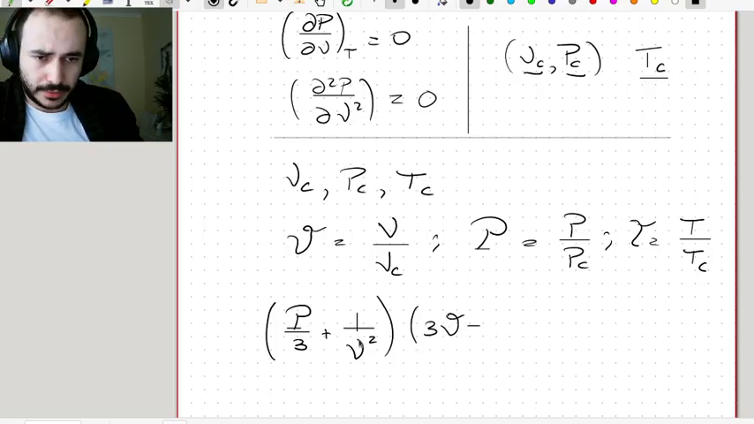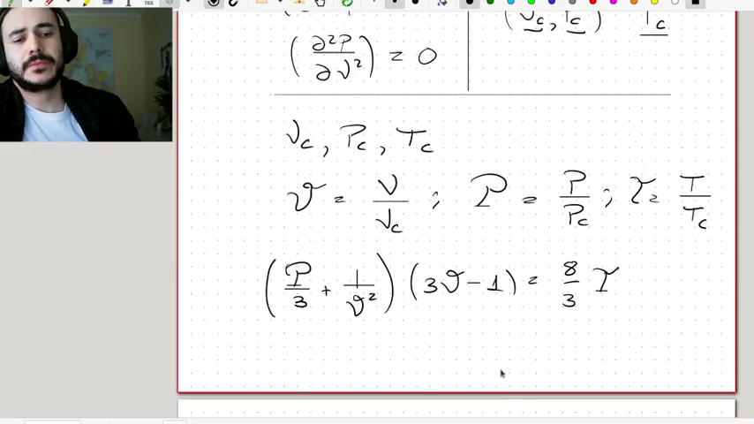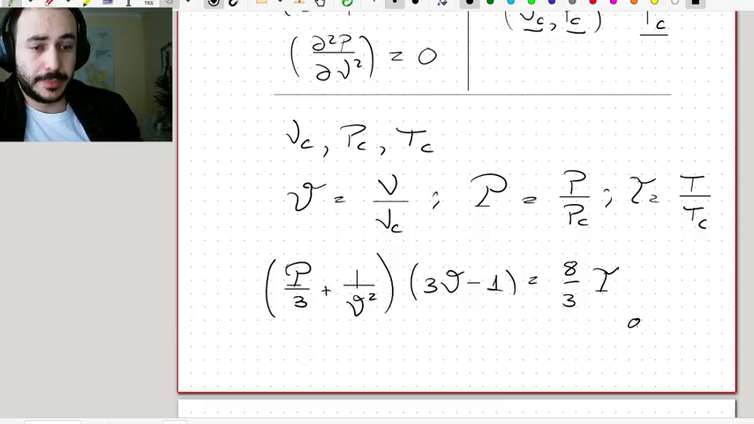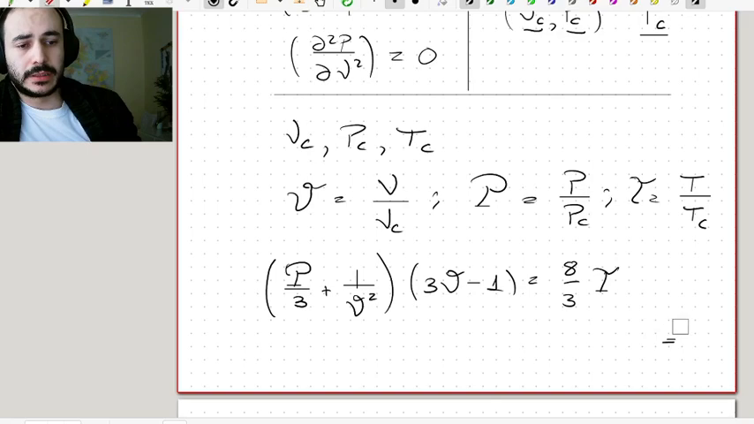Always remember this is a different thing. It's a calligraphic letter. It's not the actual molar volume. And this equals 8/3 of this calligraphic temperature. So you see that the substance-dependent coefficients A and B have disappeared from this expression, and every van der Waals gas obeys this equation.